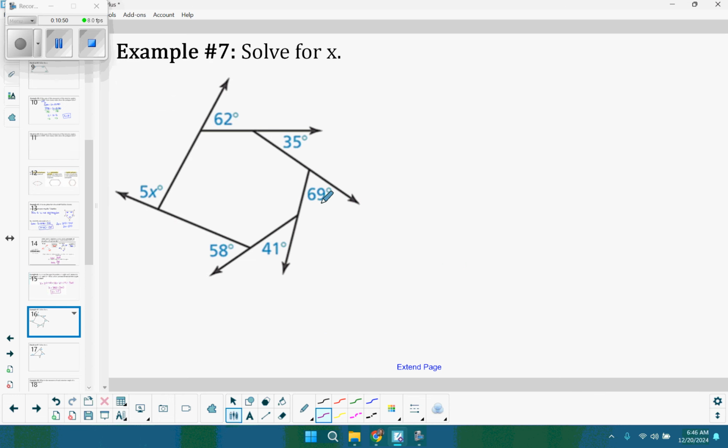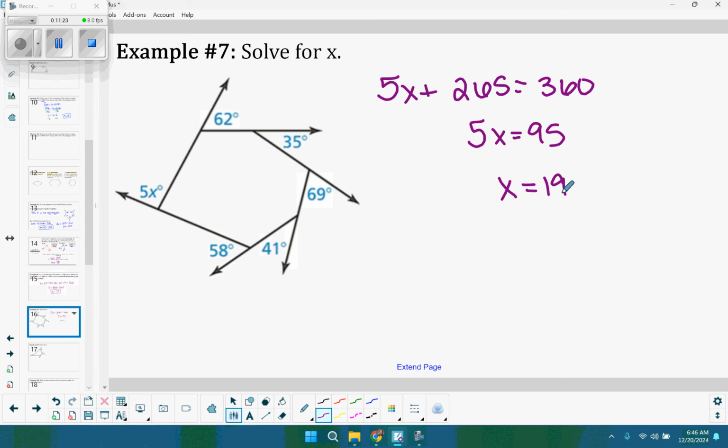In example 7, we again have a set of angles that represent the exterior angles. It doesn't matter how many sides it has because we know they will equal 360. So this would be 5x plus, and now I'm going to add all these up: 62 plus 35 plus 69 plus 41 plus 58 plus 65. When I take that away from 360, we get 5x equals 95. And now when we divide by 5, we get x is 19.